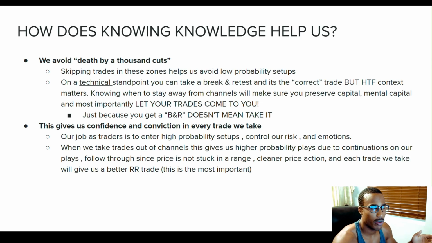And this is where it gets a little tricky and traders hurt themselves. Technically, you took a break and retest, that's a part of your system. You took it off your key level, the previous day high. But let's zoom out on the 1 hour. Let's zoom out on the daily. Are we stuck in a range? Yes. Okay, that's why you lost that trade. Higher time frame context matters.